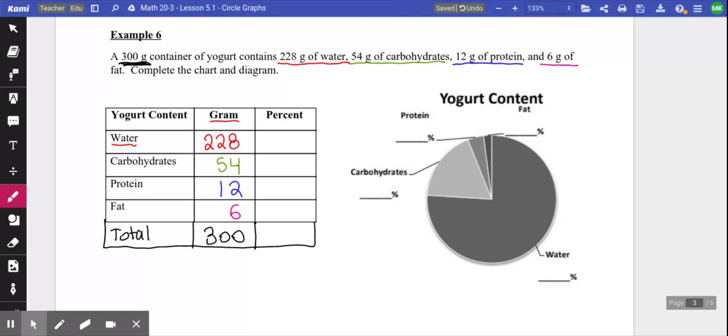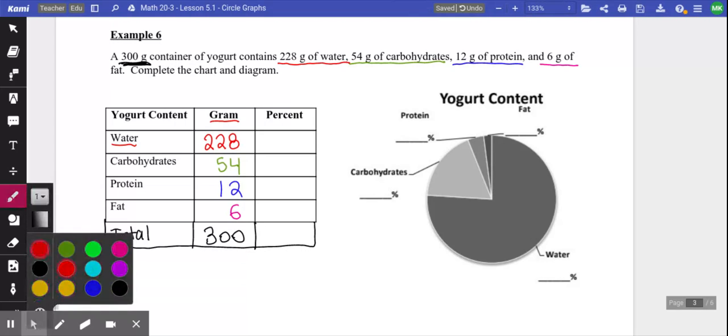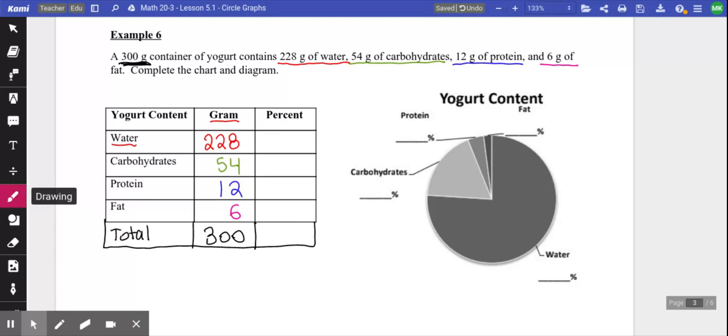Awesome. To find the percentages, you're going to take those numbers and divide by the total. So if you went 228 and you divided by 300, it would tell you that this is 76%. If you did 54 divided by 300, you're going to get 18%. And these percentages are what allow us to be graphing things on a circle graph.